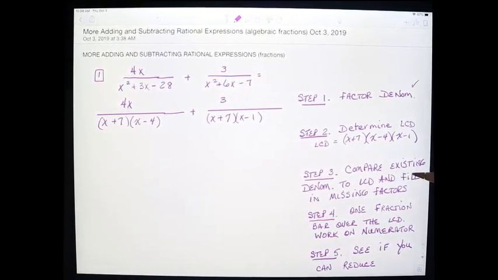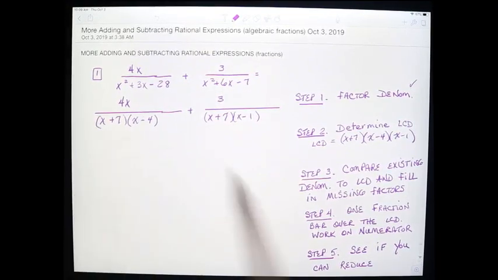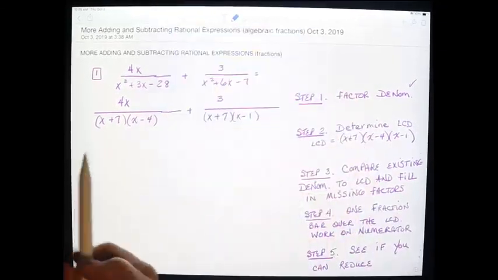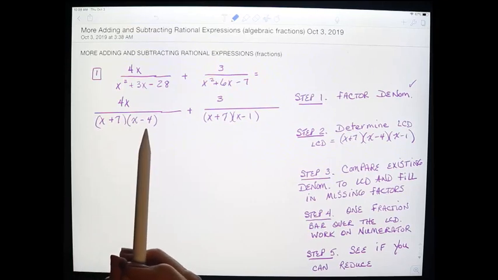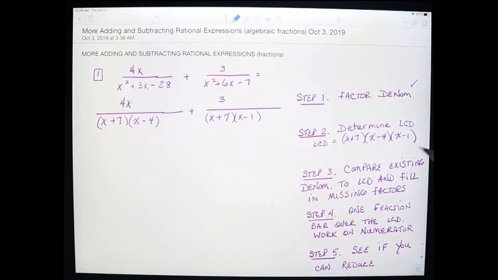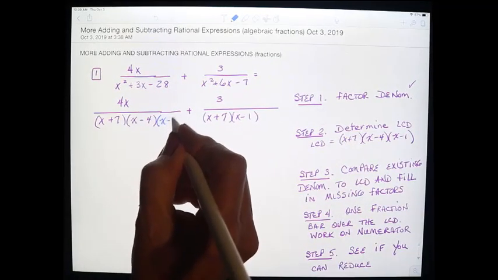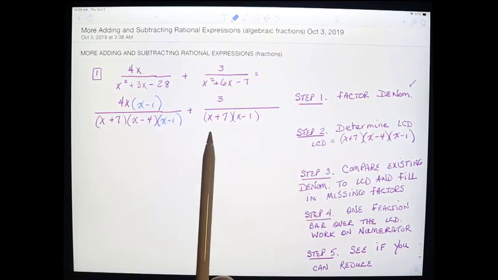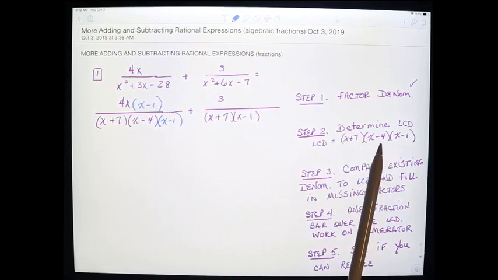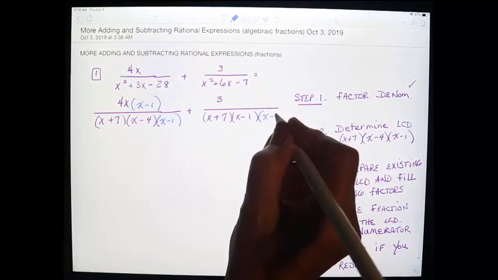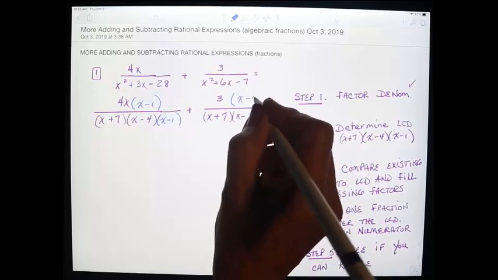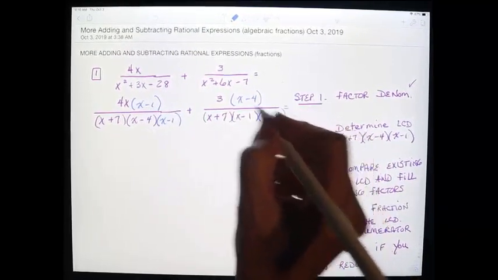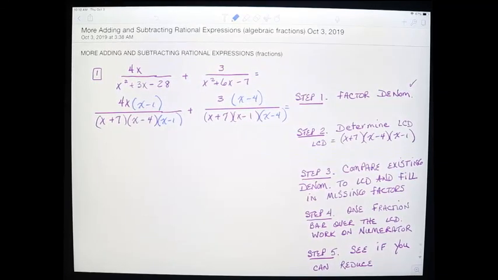Third step I do is my comparison step. So I compare the existing denominators to the LCD, and I fill in the missing factors. So let me change the color here. First denominator contains the x plus 7 and the x minus 4. As I compare over here to the LCD, I can see that it's missing the x minus 1, and of course we fill that in on the top and the bottom. Second comparison, I see the x plus 7 and I see the x minus 1, but it looks like I'm missing the x minus 4, and again we fill that in on the top and the bottom of that fraction. Again, you can see I'm multiplying by 1 on the first fraction and multiplying by 1 on the second fraction, not changing the value, just changing the form.